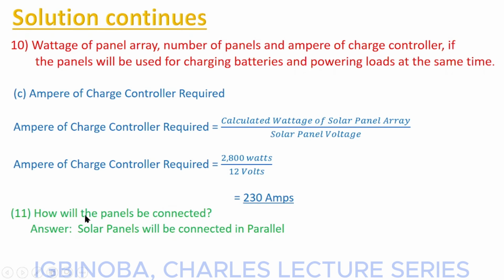Then the last question is, how will this panel be connected? So again, since the batteries were connected in parallel, also the panels will be connected in parallel in order for you to have your 12 volt system, because if they are connected in series, the voltage you are going to get from the output of the panel will be higher than the battery voltage and also higher than the inverter input voltage, and that will damage your system and will have an effect on the battery. So it is advisable that for this particular scenario, you connect your solar panels in parallel.